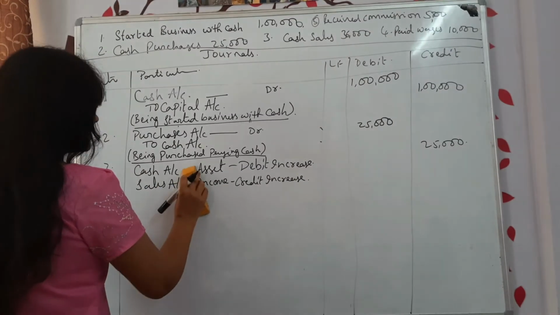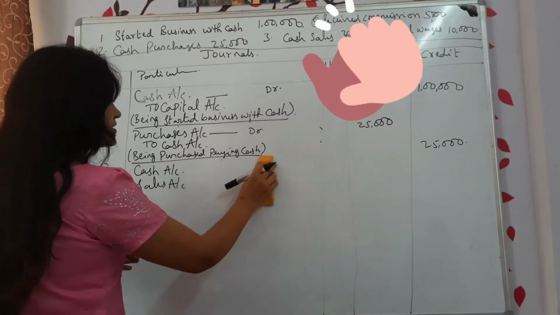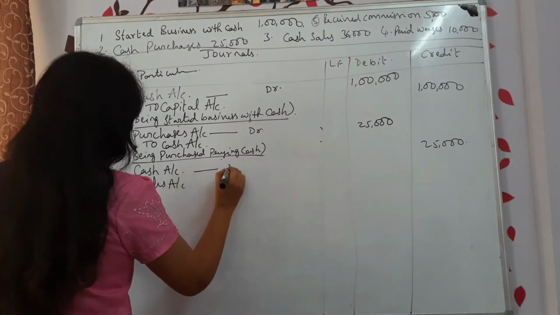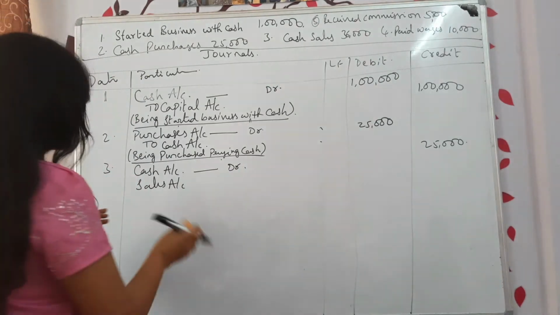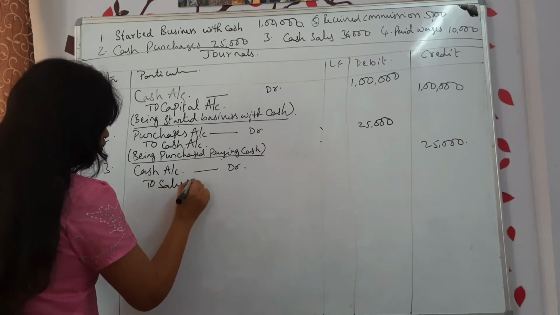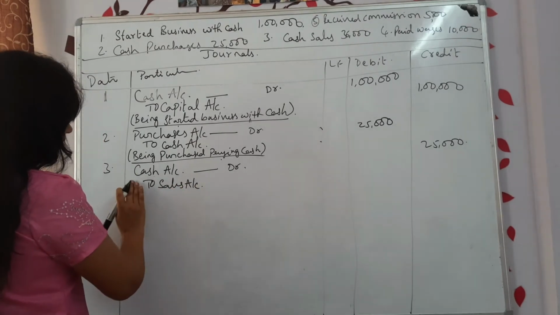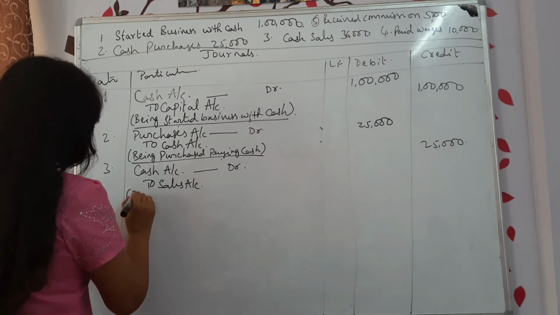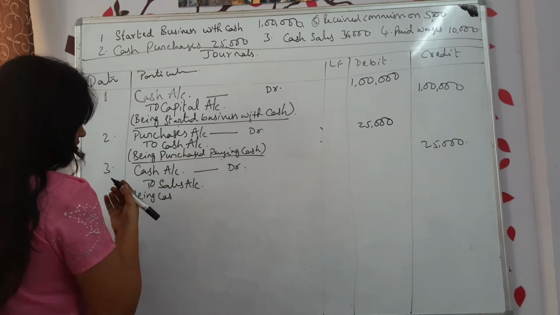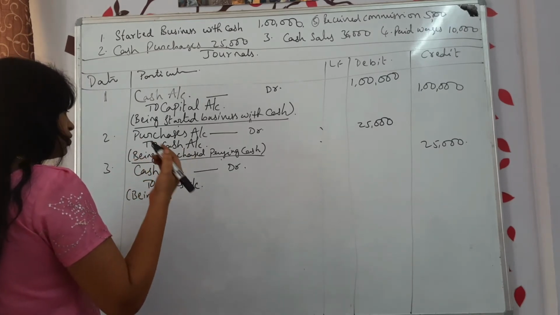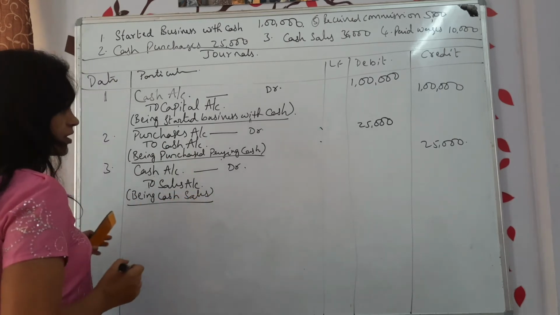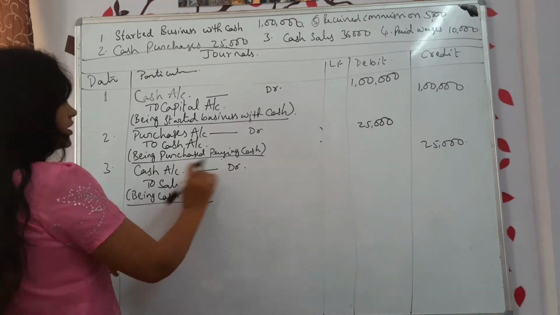Now let us write down the journal. How will it appear? Cash account debtor to sales account. Correct? Sales credit and cash is debit. Write down cash account debtor. Give some space and write down to sales account. That is the rule. Don't forget. Don't start the to also from here. Give some space and write down the second line. And in the brackets, being sold goods and received cash. Or being sold goods for cash. If you don't know that either, write down directly being cash sales. Give the underline. What is the amount in front of cash?